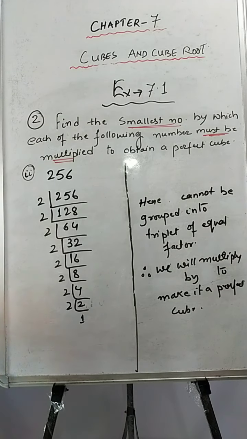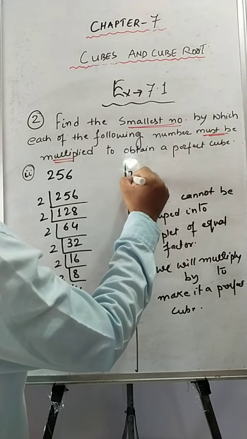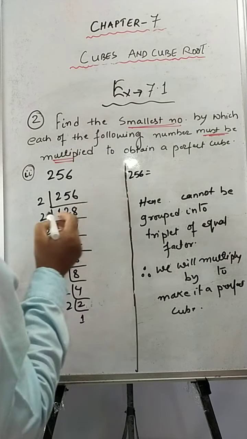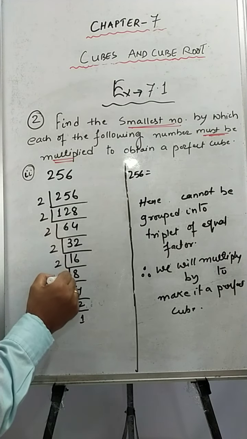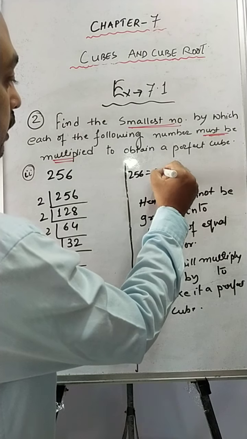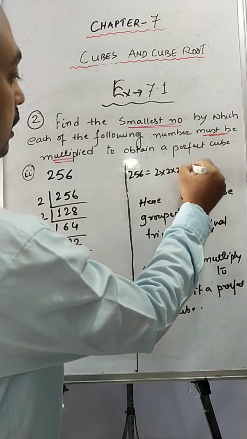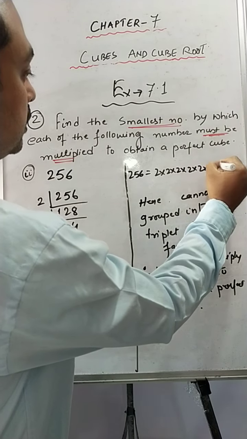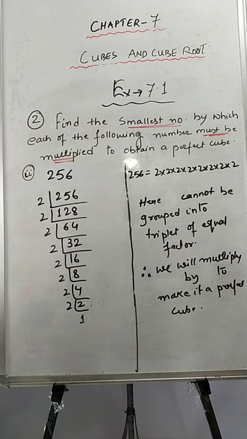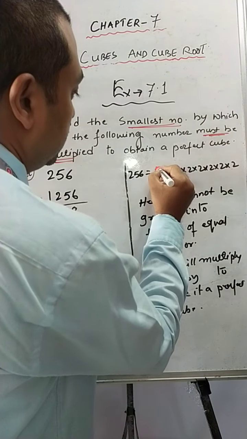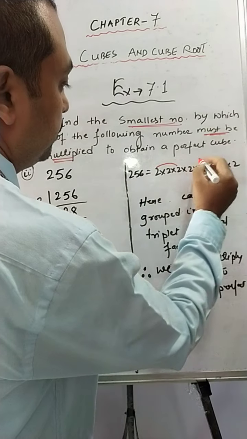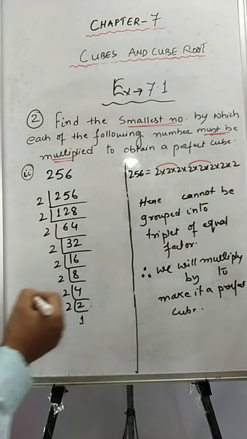Now what is the next step that we have to do? Yes, we have to write all the factors, students. That means 1 2 3 4 5 6 7 8, eight 2s are there. Now what is the next thing? Yes, we have to make triplets. So these three 2s can be formed into a triplet form, and these three can also be made into a triplet form.